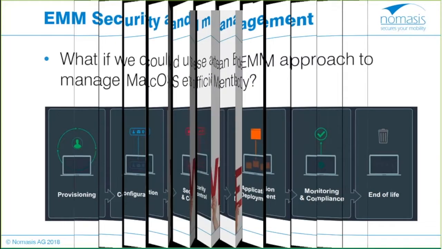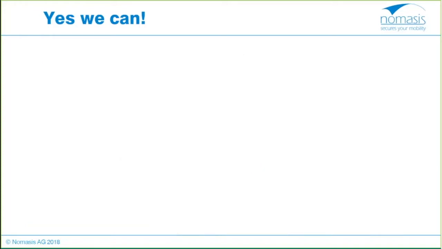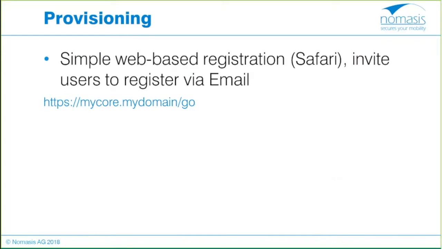So, to make it short, yes, we can. With MobileIron, since 2017, we have many possibilities to manage macOS devices, much more than in the past. And we've got security controls. And the goal of today is just to introduce you to the configurations that exist and what can be done with MobileIron. So it used to be the case since the beginning for the provisioning, for example, that you could register the Mac over Safari. So you open the Safari browser, or you could just get an invitation email, and you open the MobileIron address, mycore.mydomain.